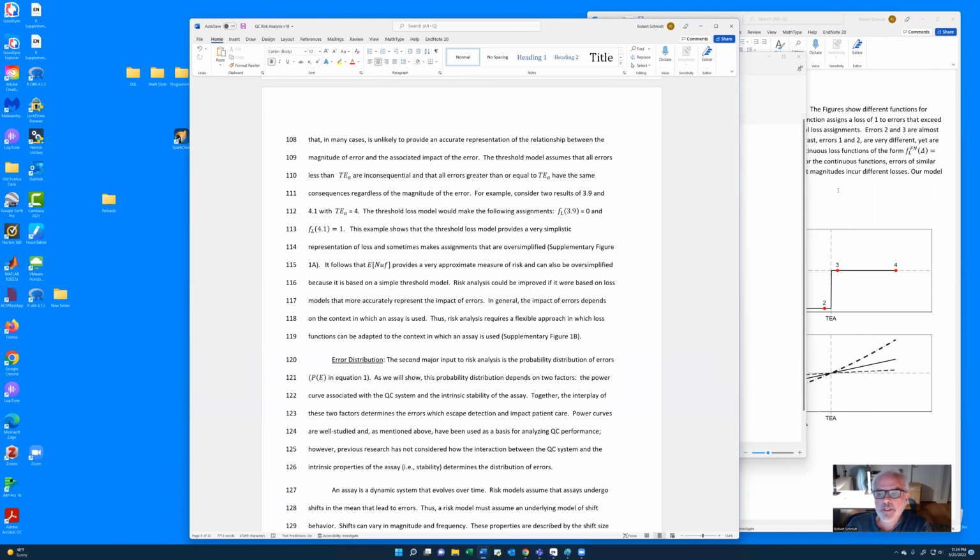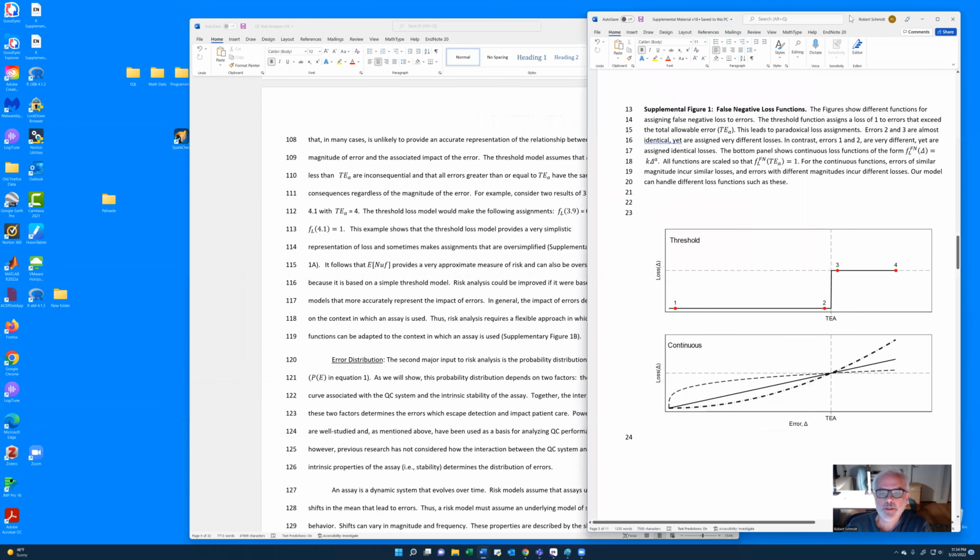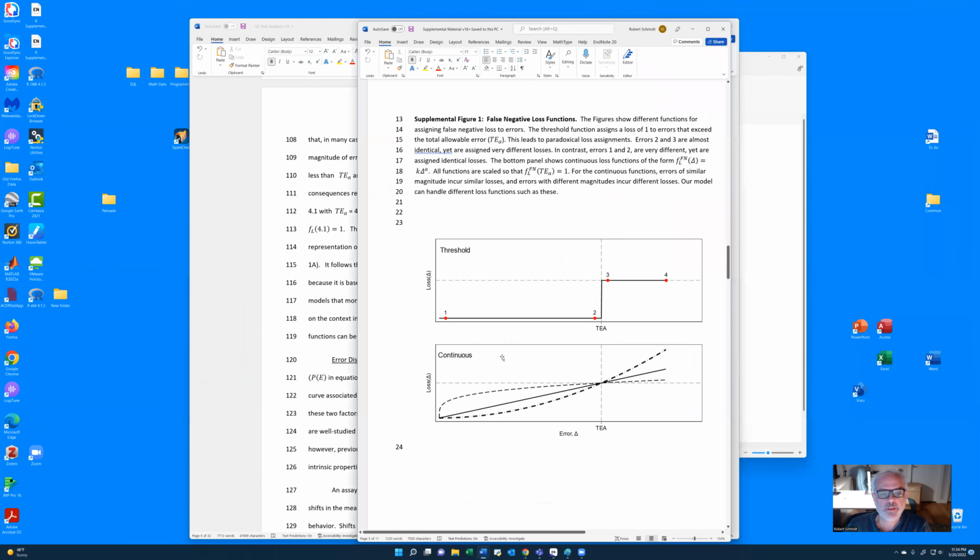So one thing about that kind of loss function is what we might call a threshold loss function, right? Anything below TEA incurs no loss or cost. Once you get to TEA, the loss is 1. There are a couple of problems with this. Just look at points 1 and 2. These are separated by a large distance. Error number 2 is very different from error number 1, yet they're given the same loss of 0.